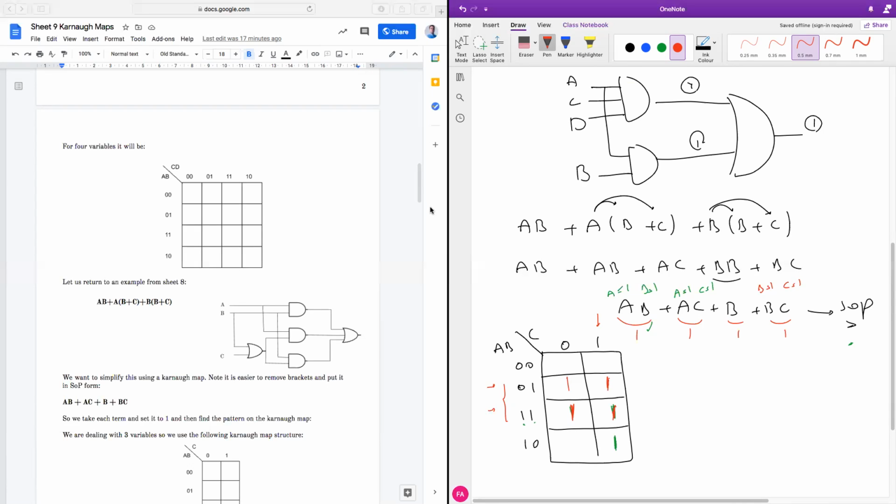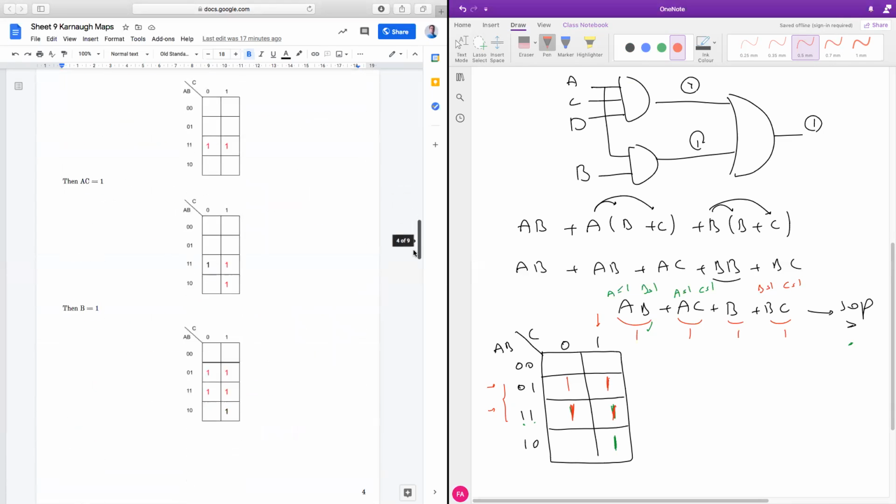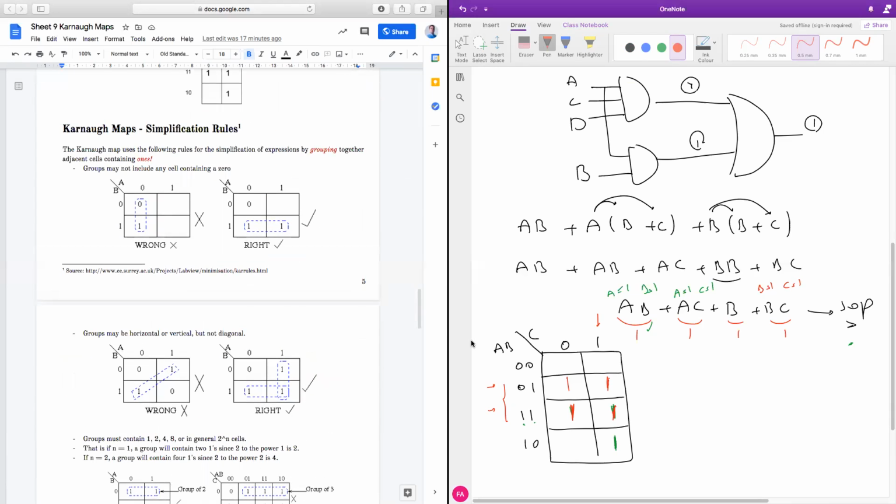How to simplify that? Simplification in Karnaugh Map is based on groups, grouping the ones. It's all about groups. There are some very easy rules. I'll go over the rules quickly. You will learn them. First of all, zeros are not important. I even didn't write the zeros here. Only the ones are important.